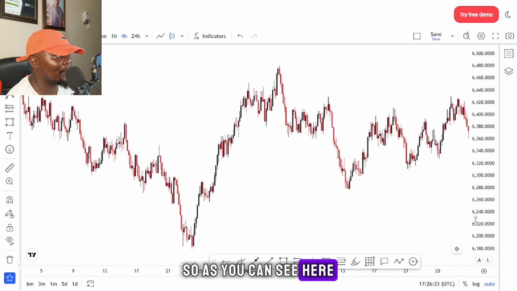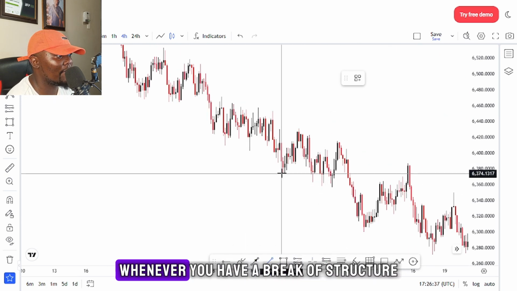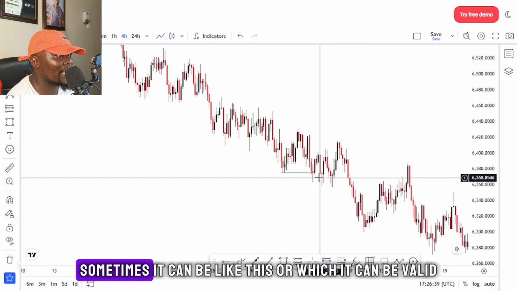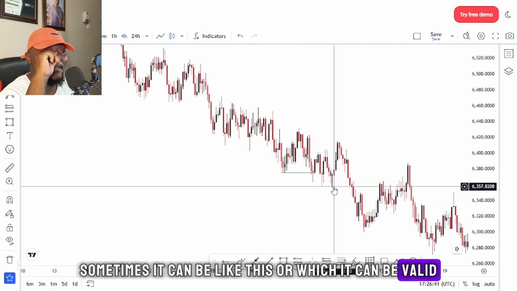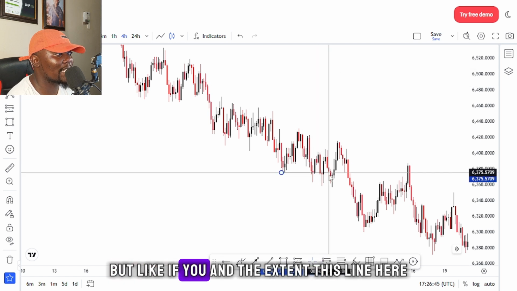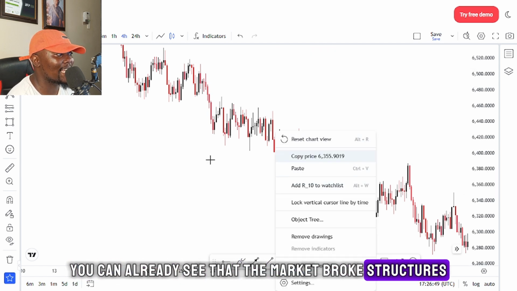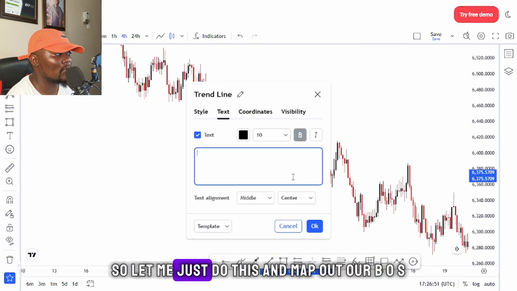So as you can see here, the market was pushing to the downside, and like I told you, whenever you have a break of structure, sometimes it can be like this, of which it can be valid, sometimes it can be invalid, just because these are weak creations. But if you extend this line here, you can already see that the market broke structures successfully, guys. So let me just do this and map out our BOS.